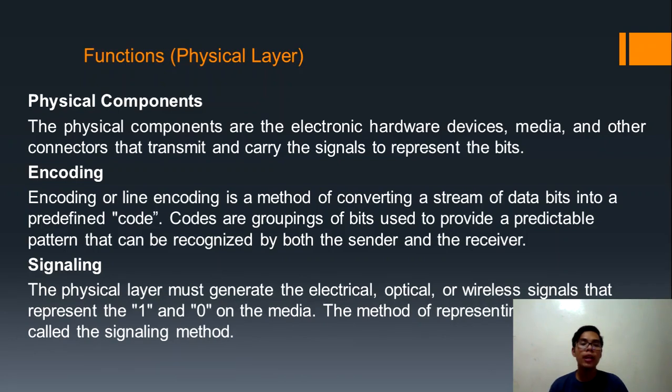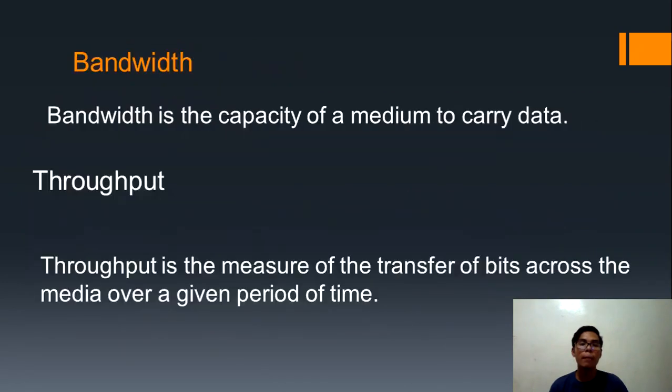Encoding, or line encoding, is a method of converting a stream of data bits into a predefined code. Codes are groupings of bits used to provide a predictable pattern that can be recognized by both the sender and the receiver. Signaling: the physical layer must generate the electrical, optical, or wireless signals that represent 1 and 0 on the media. The method of representing the bits is called the signaling method. Bandwidth is the capacity of a medium to carry data. Throughput is a measure of the transfer of bits across the media over a given period of time.